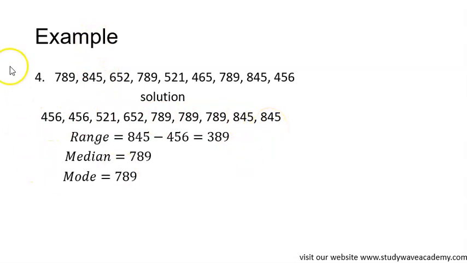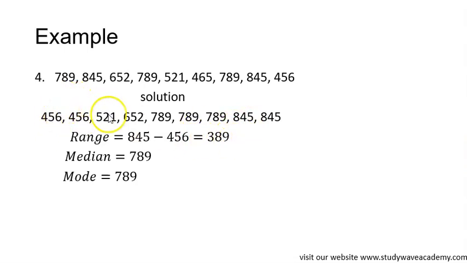Have you done that? When you are done arranging, to calculate the range, it is the largest value minus the smallest value, right? The largest number minus the smallest number. The largest number here is 845 and the smallest is 456. So 845 minus 456 is going to give us 389. So our range is 389, okay?